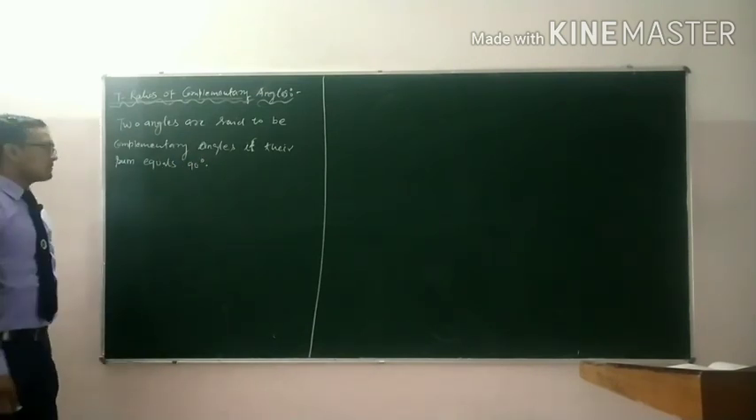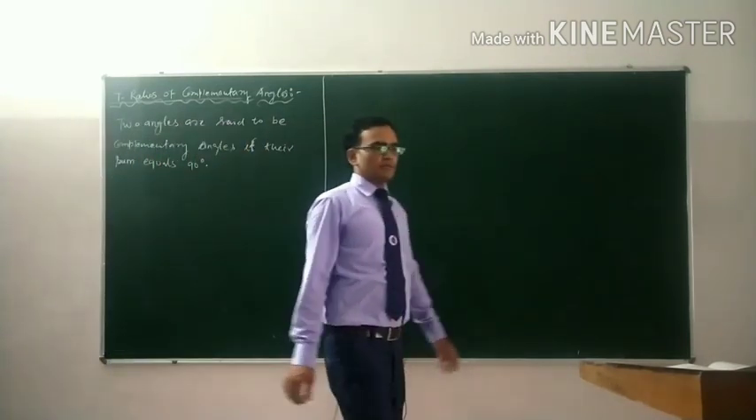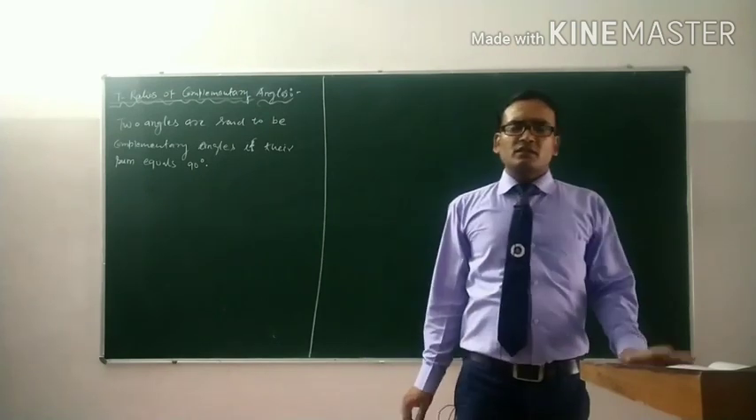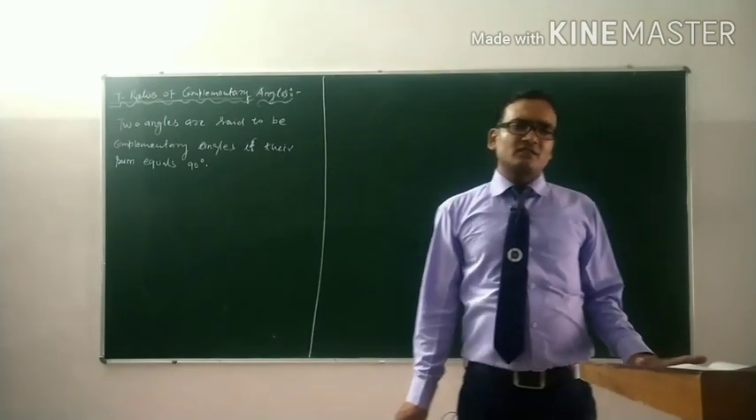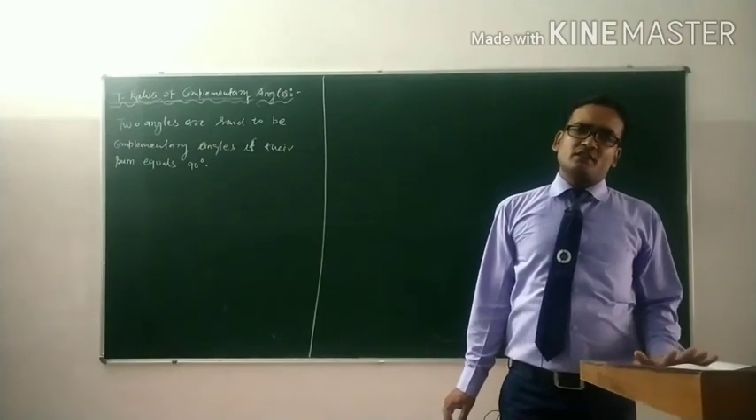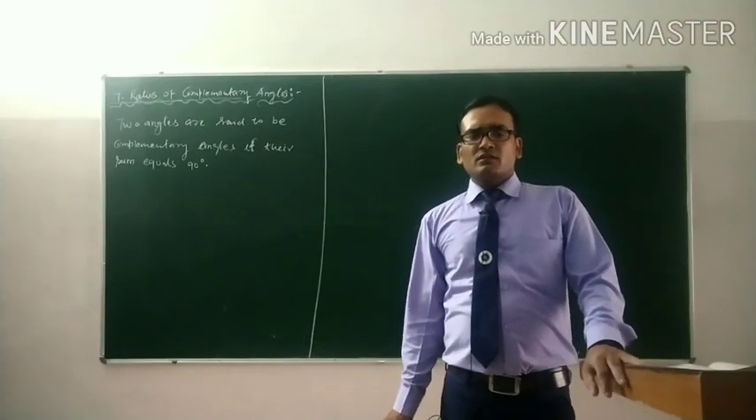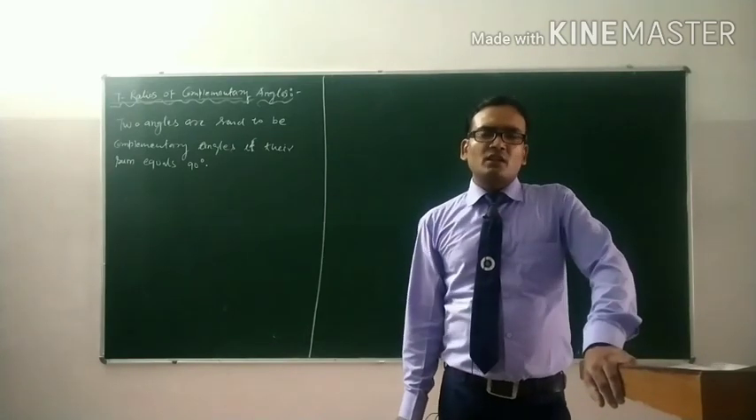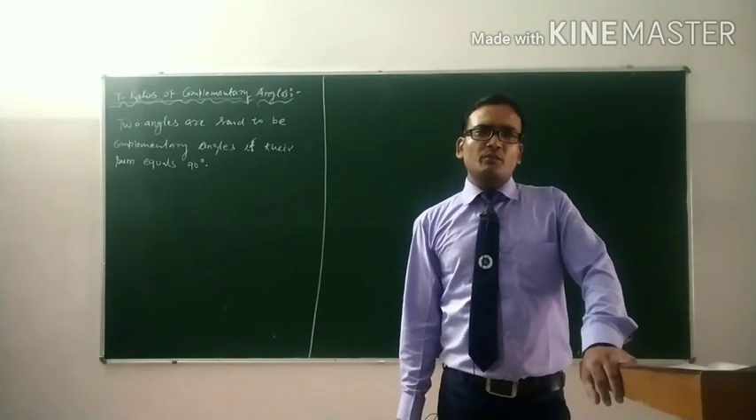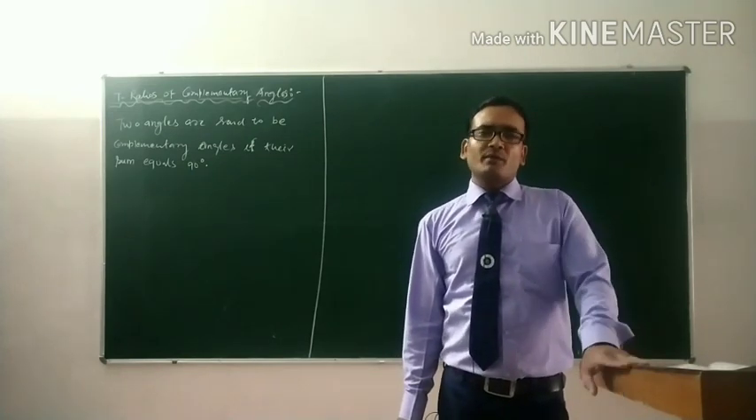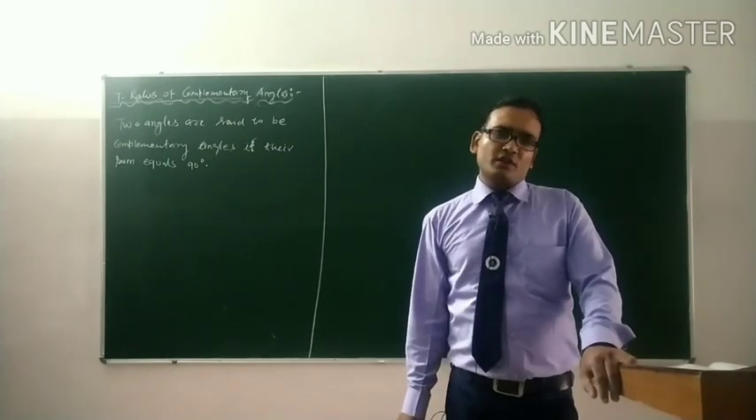Okay students, if the sum of the two angles is equal to 90 degree, then these angles are complementary to each other. What is a complementary angle of 30 degree? The complementary angle of 30 degree is the 60 degree. What is a complementary angle of 45 degree? The complementary angle of 45 degree is the 45 degree.